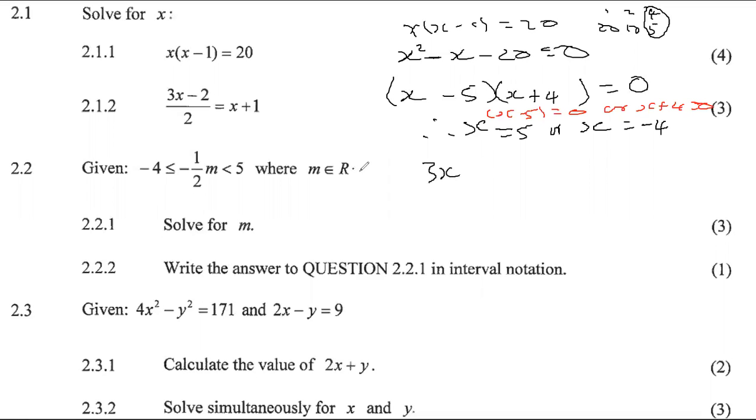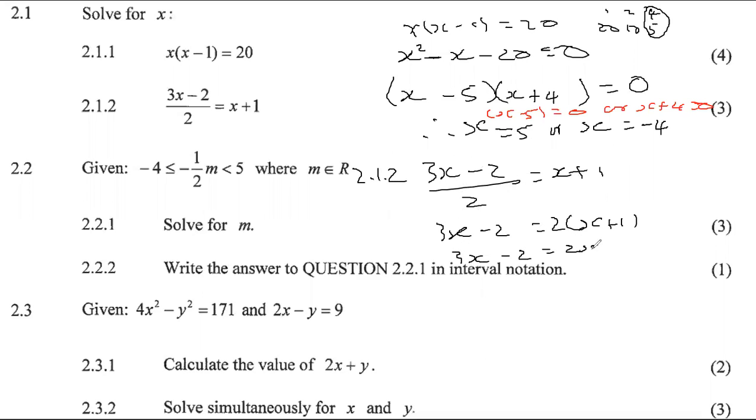So now we have 2.1.2, 3x minus 2 all over 2 is equal to x plus 1. And again, I need this in standard form. So I'm going to multiply by the LCD, which is 2. And if I do that, I have 2 into x plus 1. Okay, this is 3x minus 2, 2x plus 2. And we can see this one is linear, very easy. I group my like terms. Maybe let me just write it. That is going to be 2 plus 2. We can see that x equals 4.